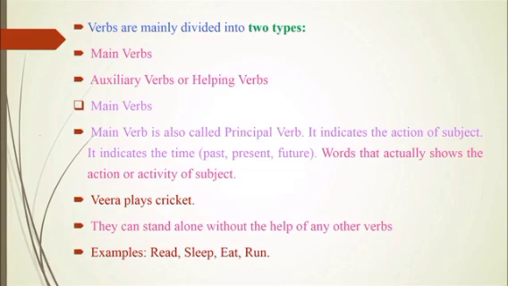For example, "Veera plays cricket." They can stand alone without the help of any other verbs. Here, they refers to main verbs. So, main verbs can stand alone without the help of any other verbs. Examples: read, sleep, eat, run. All these words can exist independently and provide complete meaning to the sentence.